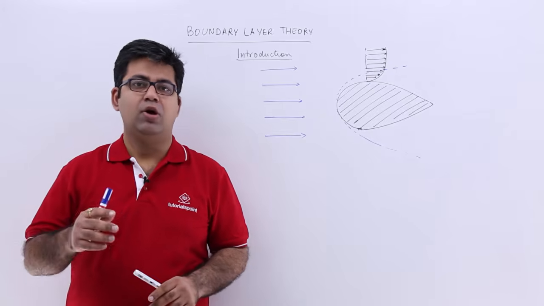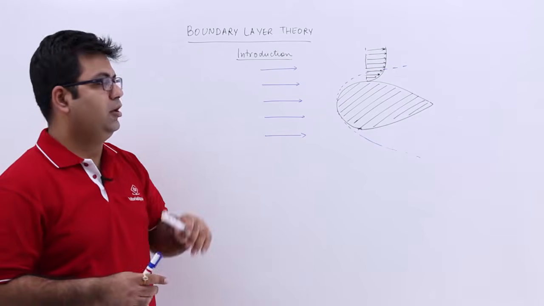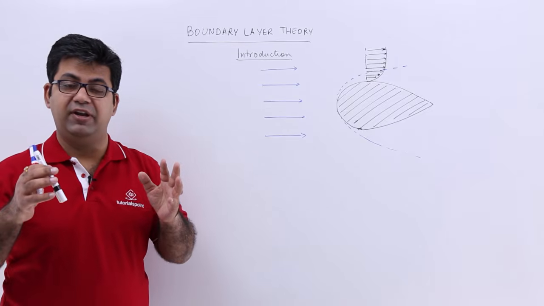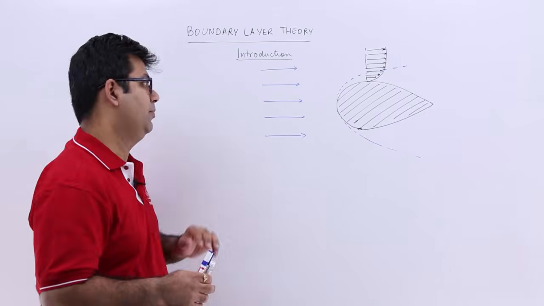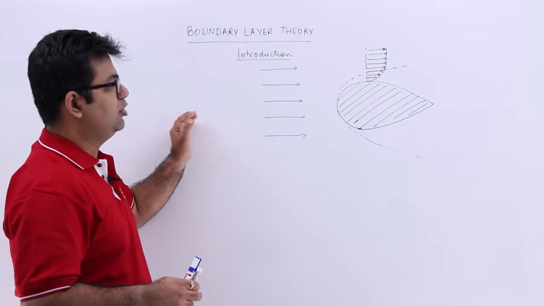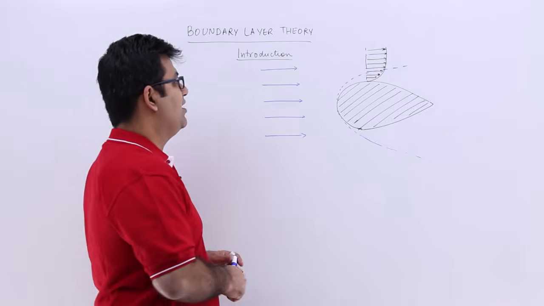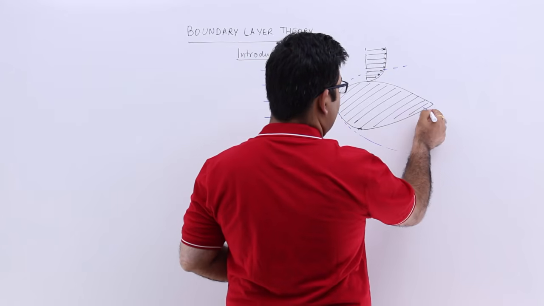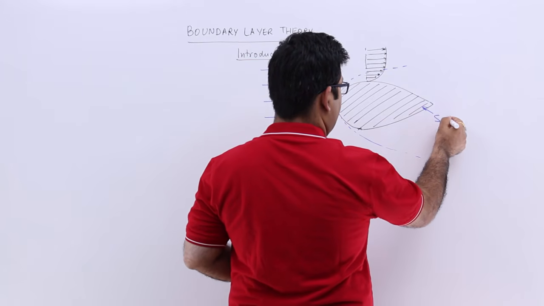Now let's talk about the boundary layer theory. This is a very important topic and you should be very good in understanding of this topic. So let's introduce the concept to you. Let us say you have a solid body of this shape. So this is the solid body.